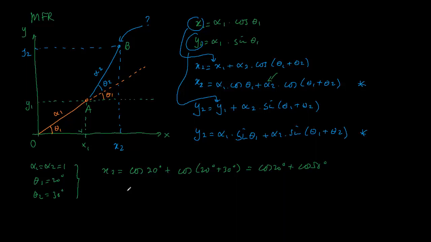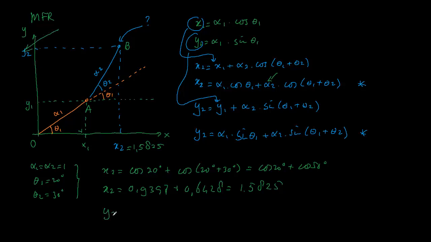And when we fill that in, we get x2 equals, well, the cosine of 20 is something like 0.9397 added to cosine 50, which will be something like 0.6428, and we get 1.5825. So this coordinate here is 1.5825. We do the same thing for this coordinate over here, the y.